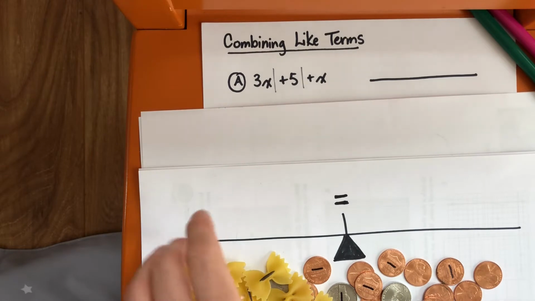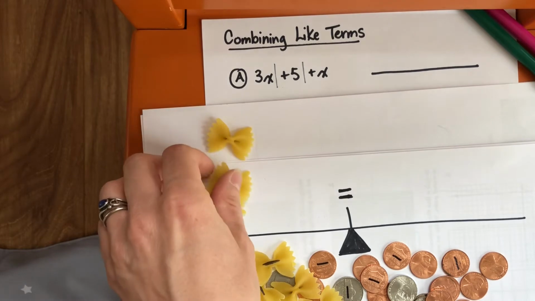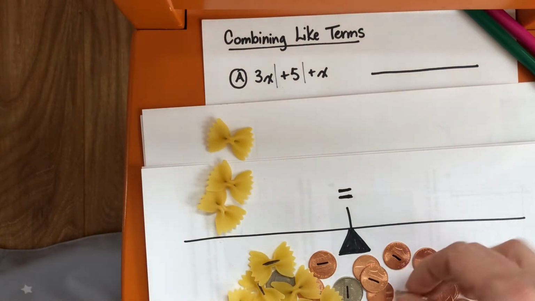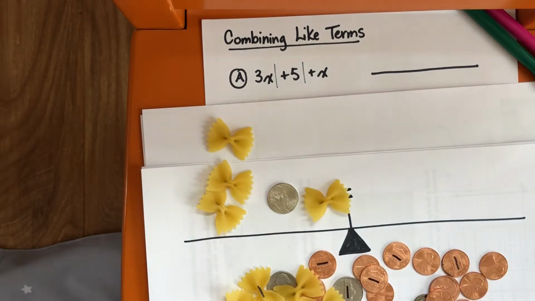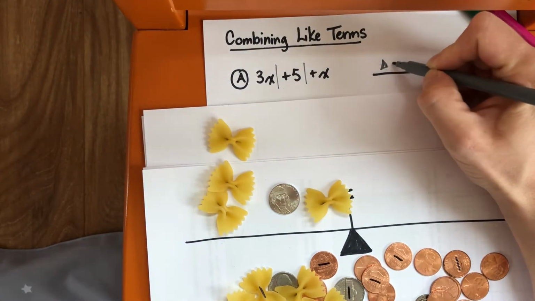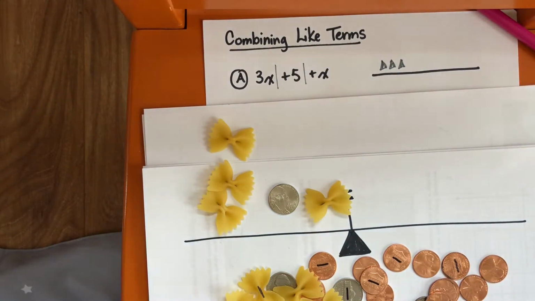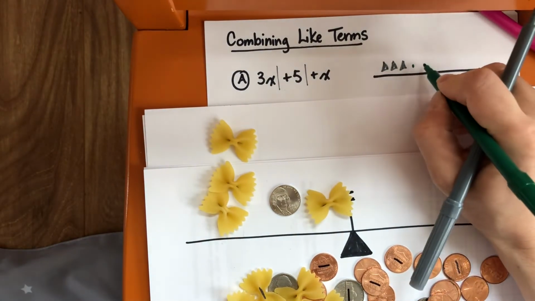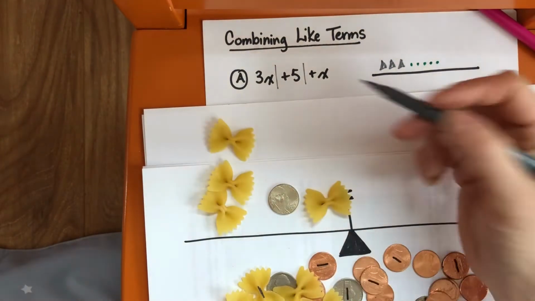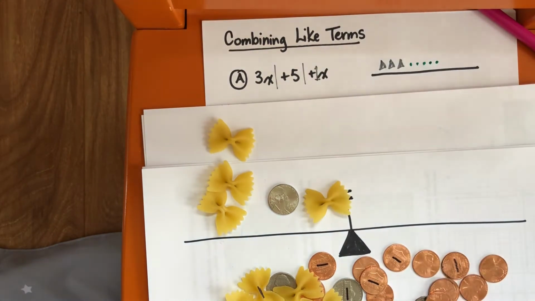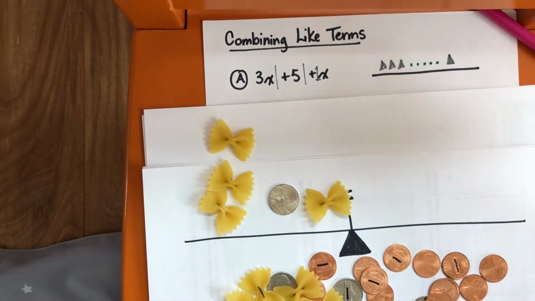Okay, the first thing I want to set up is 1, 2, 3 positive x's. Then I'm going to set up plus 5. Lucky for me, that's just a nickel. And then plus x, I'm going to put that there. I'm going to draw it out here. 1, 2, 3 positive x's. I'm going to use positive 5. And then I have positive x. Well, we know the coefficient in front of x, if we don't see one, is a 1. So I'm going to do a positive x there.